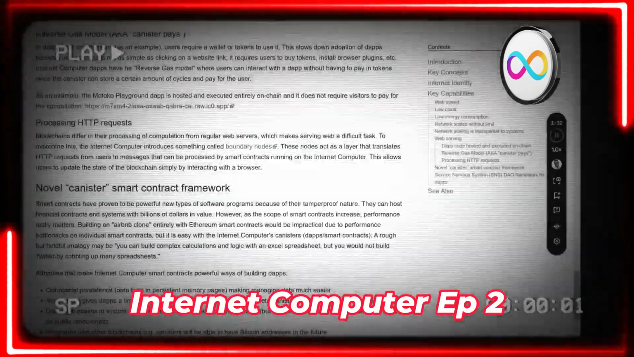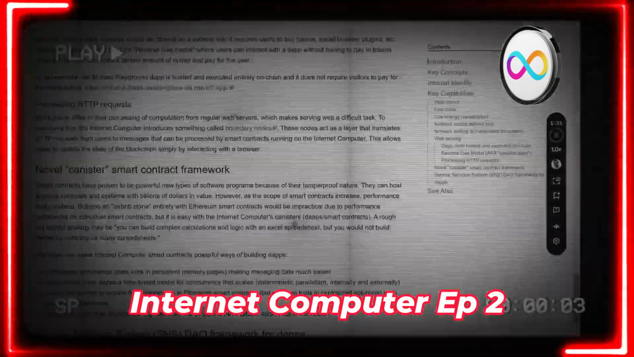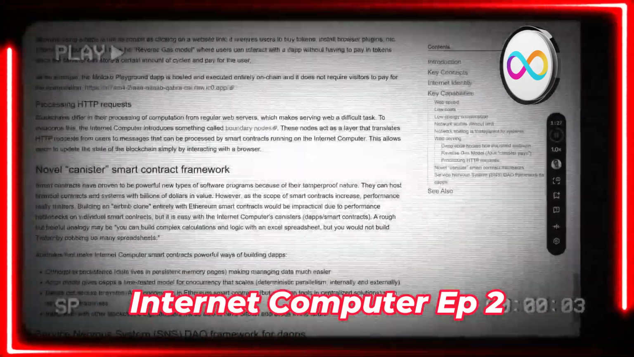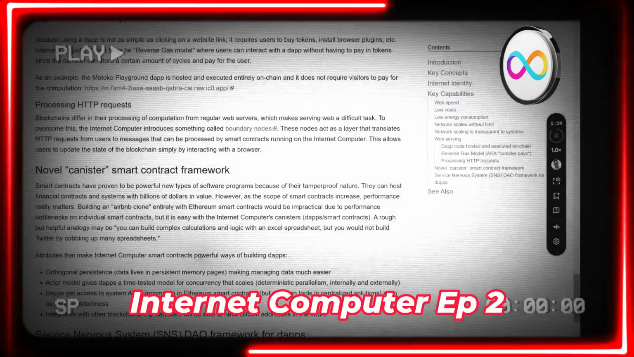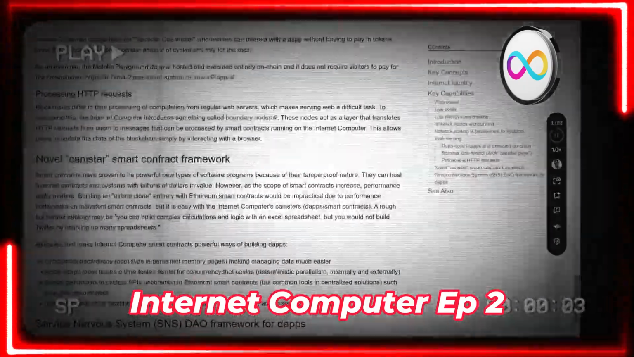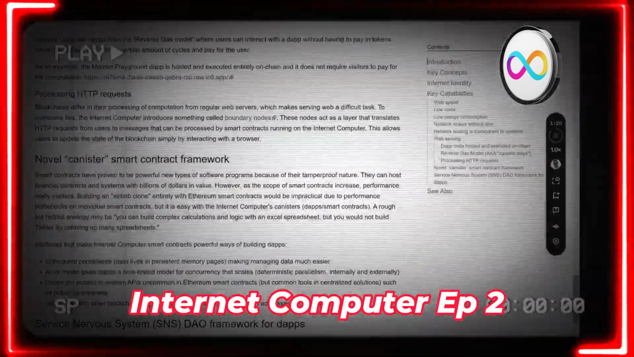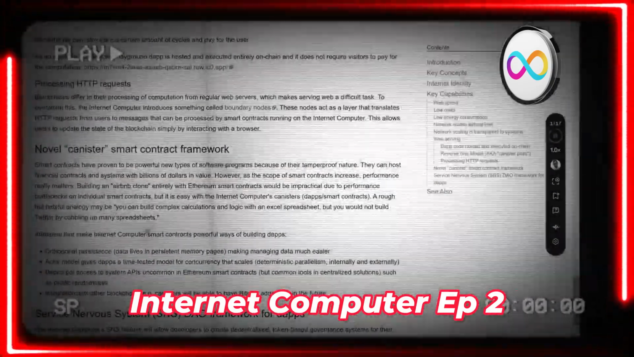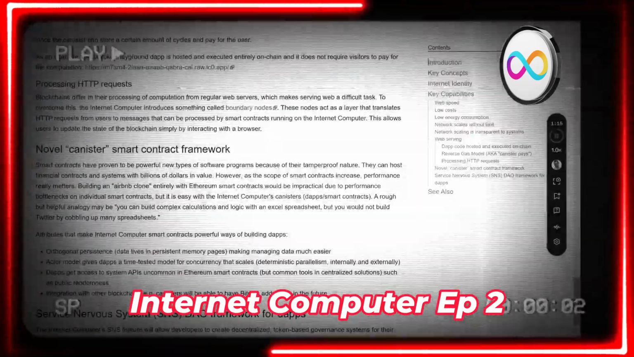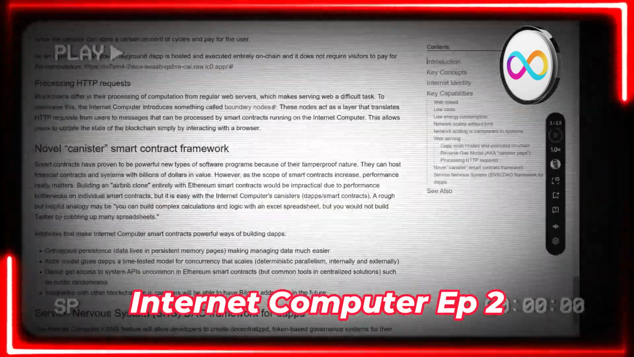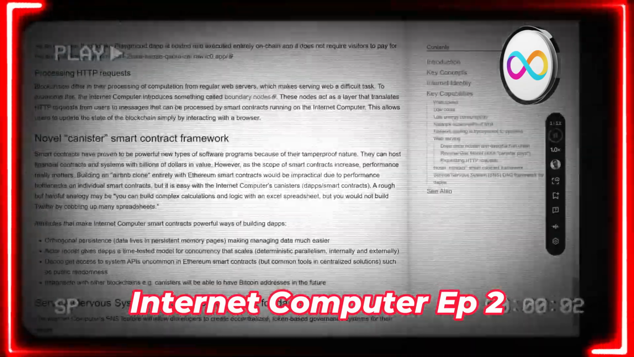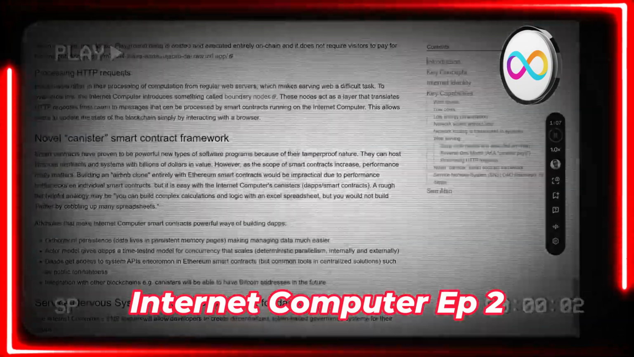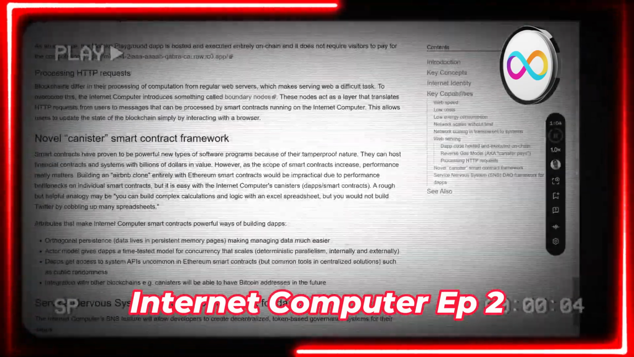Novel canister smart contract framework. Smart contracts have proven to be powerful new types of software programs because of their tamper-proof nature. They can host financial contracts and systems with billions of dollars in value. However, as the scope of smart contracts increases, performance really matters. Building an Airbnb clone entirely with Ethereum smart contracts would be impractical due to performance bottlenecks on individual smart contracts, but it is easy with the Internet Computer's canister dApp smart contract. A rough but helpful analogy may be, you can build complex calculations and logic with an Excel spreadsheet, but you would not build Twitter by cobbling together many spreadsheets.